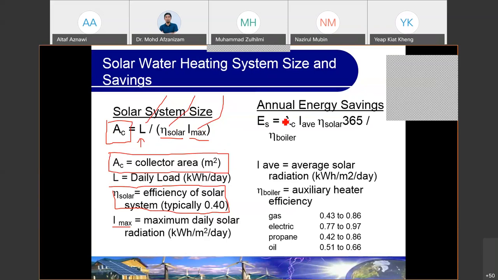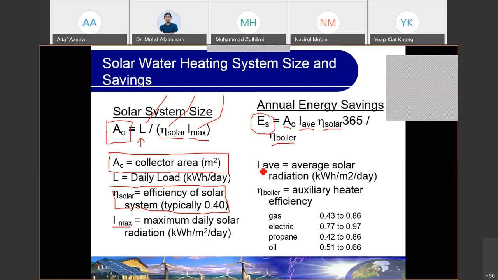Okay, and then after that, annual energy saving: area of collector, times I average or irradiance average, and then the efficiency of the solar thermal, divided by, okay, this 365 means the efficiency of solar for 1 year, divided by the efficiency of the boiler, because it refers to the ratio. So the difference between the ratio of the solar and boiler is your saving, and then we calculate it by the area and the irradiance, and then we can get the annual energy saving.